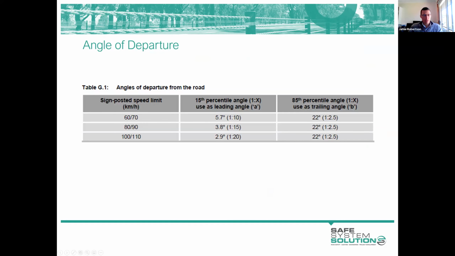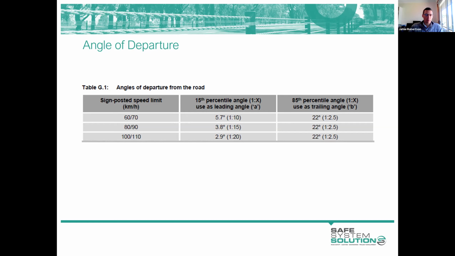The alternative method is the angle of departure method. So in that case, we assume that vehicles will depart the road at a fixed angle. So in high-speed environments, you can see there it's 2.9 degrees, which is a bit of a funny number. The easier number to work with is this 1 in 20 run-out gradient. So that's sort of 1 laterally to 20 longitudinally. So if you're looking to work out some barrier lengths, you can draw some triangles using that run-out gradient to work out how long a barrier needs to be.